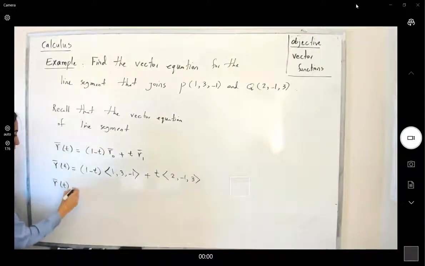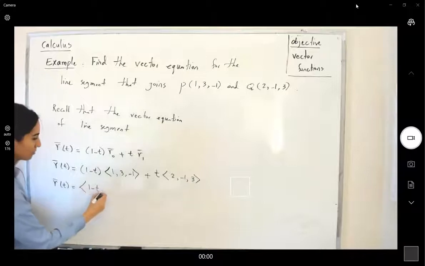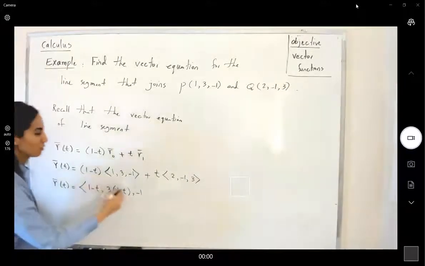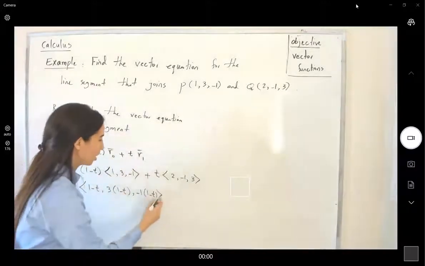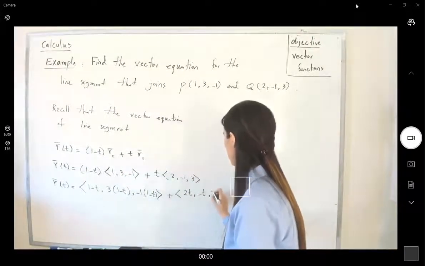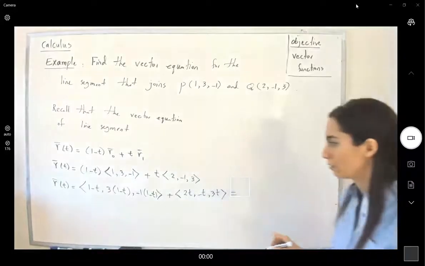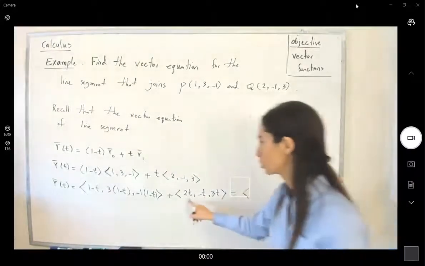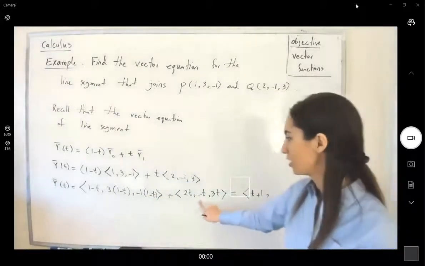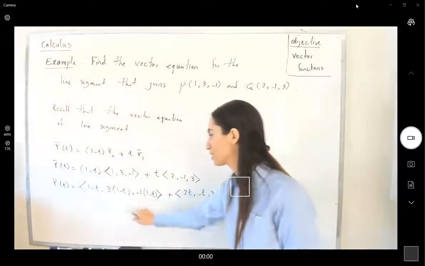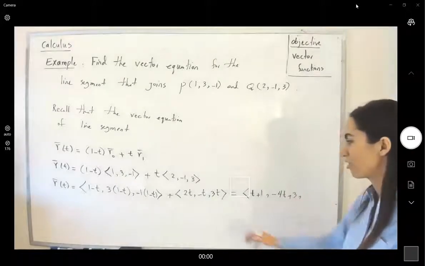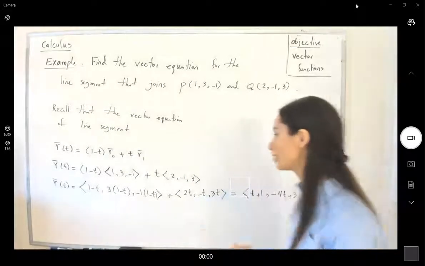So r of t can be written as (1 minus t), comma, 3 times (1 minus t), comma, -1 times (1 minus t), plus 2t, -t, and 3t. If we combine these, we get 2t plus 1 minus t, which is t plus 1, comma, -t minus 3t, which is -4t plus 3, and finally, 3t plus t, which is 4t minus 1.